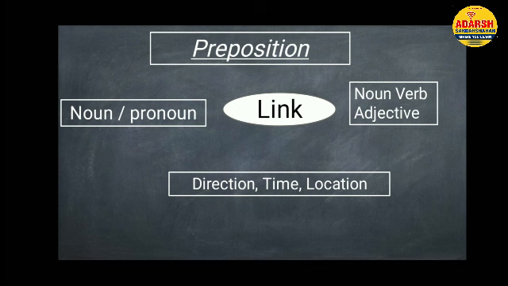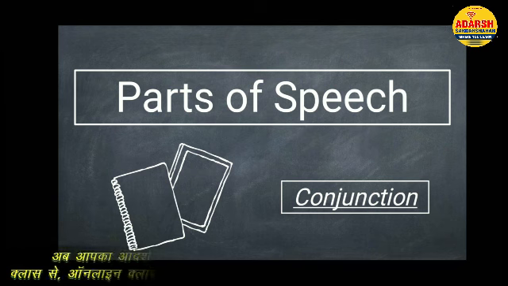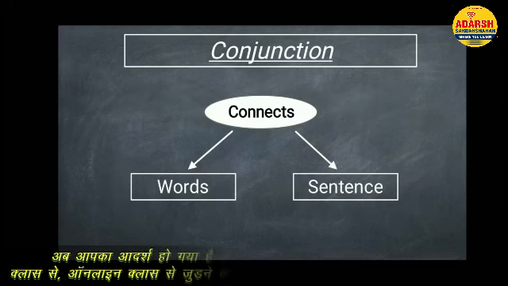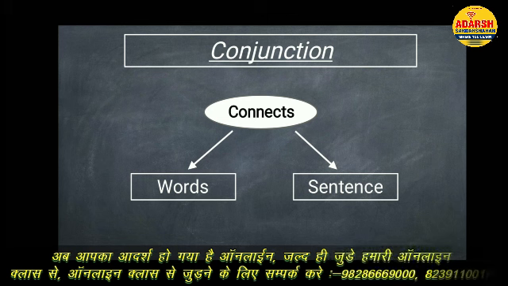So let's go to our next part of speech, which is conjunction. Conjunction is a word which is used to connect words in sentences. Conjunction is a word which is used to connect sentences. With the help of a conjunction, we connect two sentences with the help of a word. So, let's have an example to understand it better.